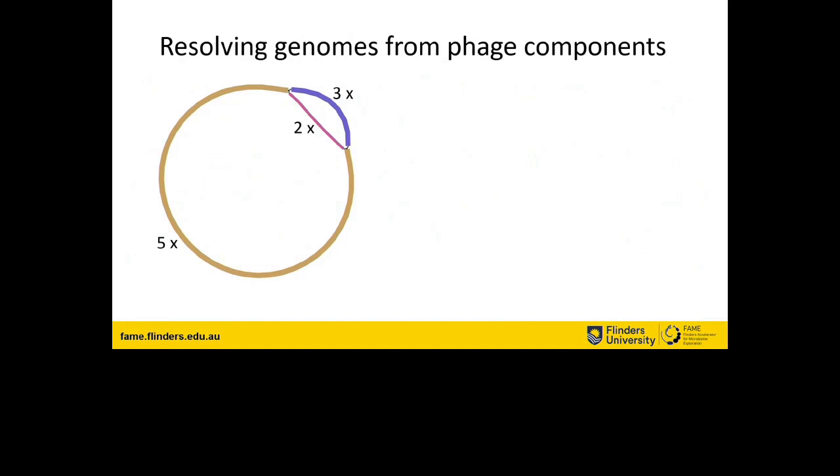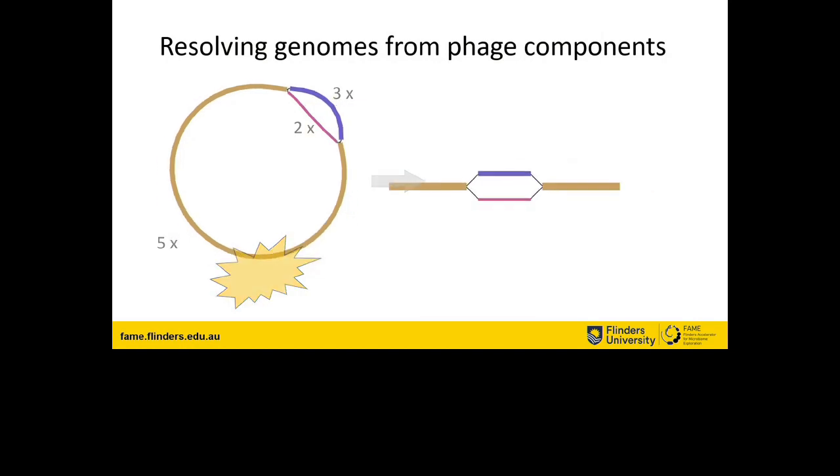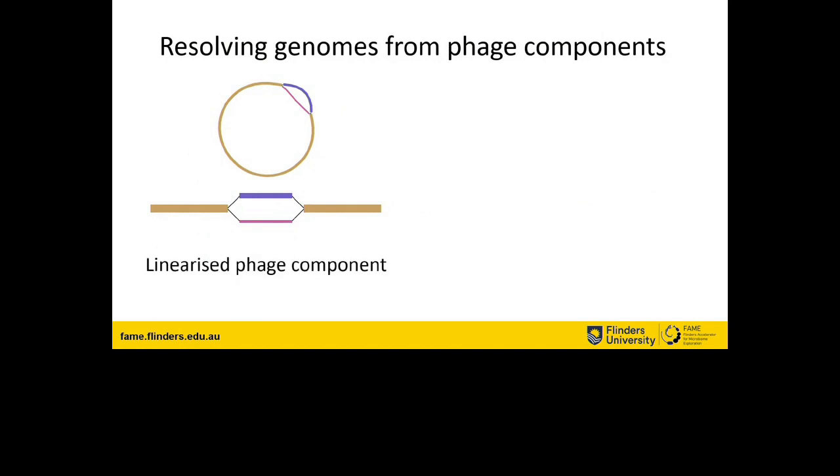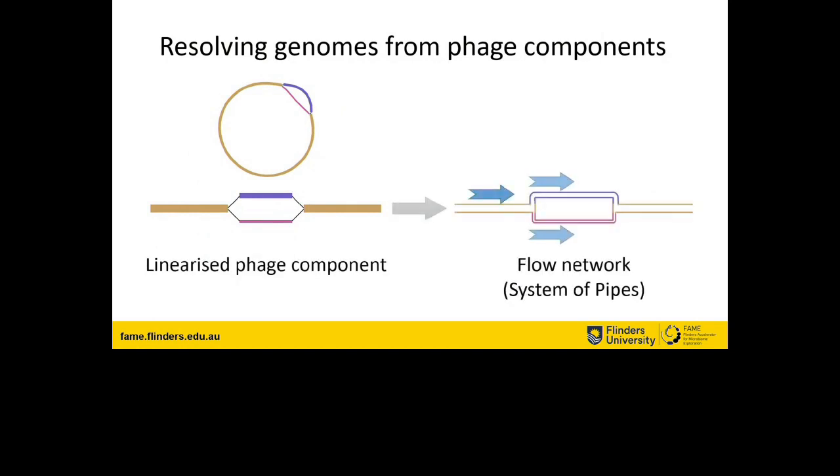For example, let's consider this phage component with 3 contigs. I start by looking at the sequencing data to make sure that these links are true and calculate that the purple contig has 3 copies, the pink contig has 2 copies, and the brown contig has 5 copies. To make things easy to explain, I'm going to break this component from the brown contig and make it into a linearized component like this. Now I take this linearized component and model it into what we call a flow network. You can think of a flow network as a system of pipes carrying water.